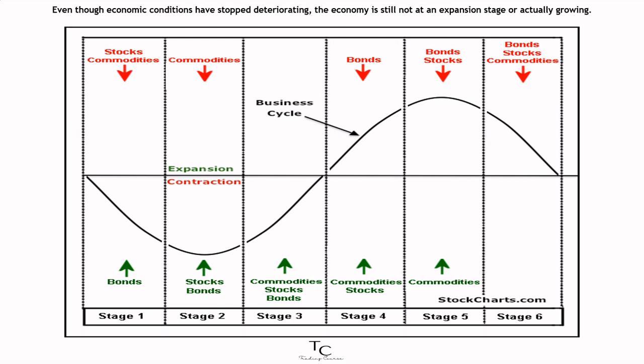Even though economic conditions have stopped deteriorating, the economy is still not at an expansion stage or actually growing. However, stocks anticipate an expansion phase by bottoming before the contraction period ends. Stage 3 shows a vast improvement in economic conditions as the business cycle prepares to move into an expansion phase. Stocks are rising and commodities are anticipating an expansion phase by turning up.